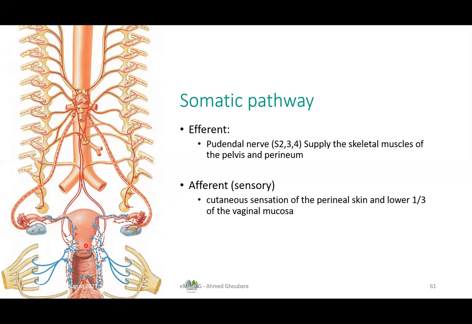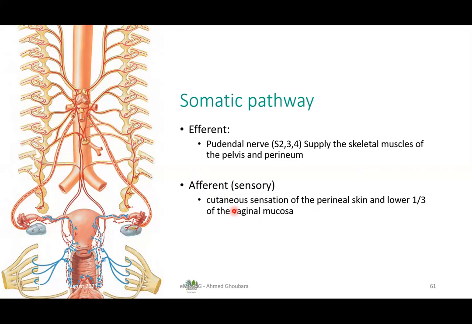The pudendal nerve is the main supply of skeletal muscles of the pelvis, supplying the levator ani, coccygeus, the sphincters, everything. Also, it is the main supply of the perineum. And afferent: cutaneous sensation of the perineal skin and the lower one third of the vagina. The pain that we feel from the skin, cutaneous sensation, sensory.